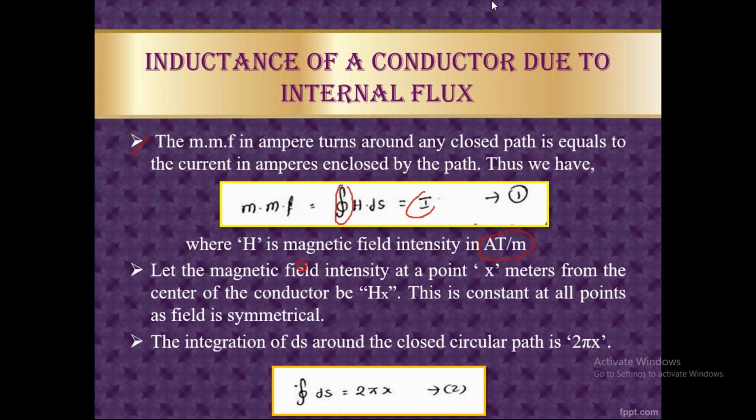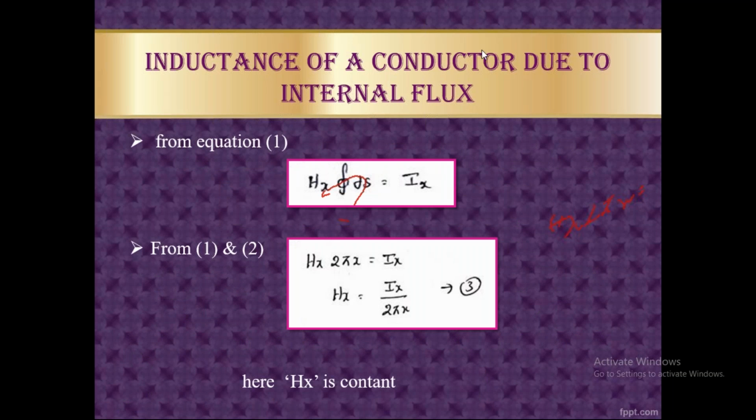Now if you compare equation 1 and 2, you can substitute 2 in equation 1. Instead of the integration of ds, since H is constant as we already said, it comes out, and the integration of ds can be written as 2 pi x. So you will get Hx into 2 pi x equals I. From this equation we can obtain Hx. So this is the final derivation. From equation 1, if you substitute the integral of ds equals 2 pi x, you get Hx equals Ix divided by 2 pi x.